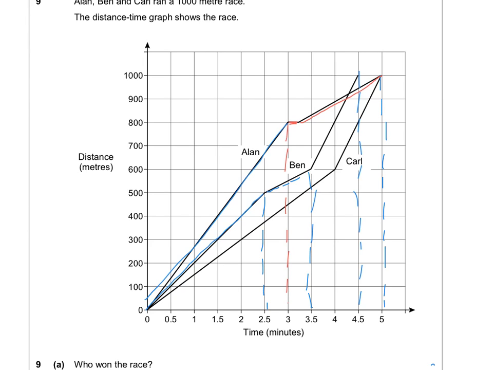Ben then increases his speed as he heads towards the end of the race, finishing in 4.5 minutes. Carl travels at the lowest original speed, which is also constant. He travels at this constant speed for 4 minutes. He then increases his speed, still travelling at a constant speed, for the last minute of his race.